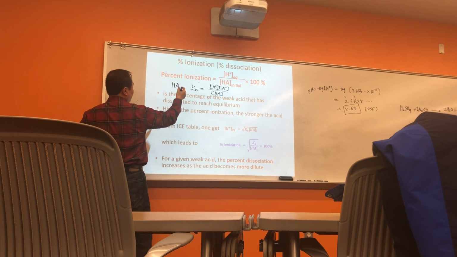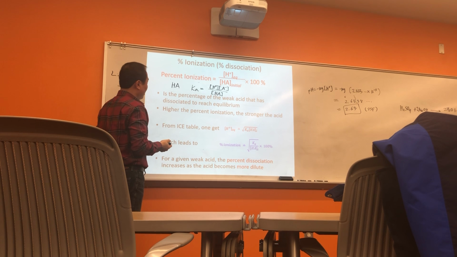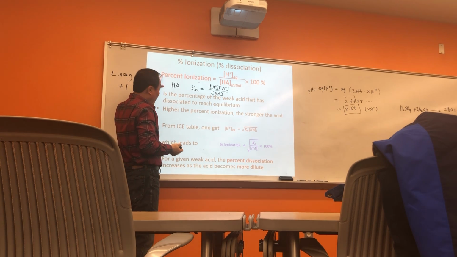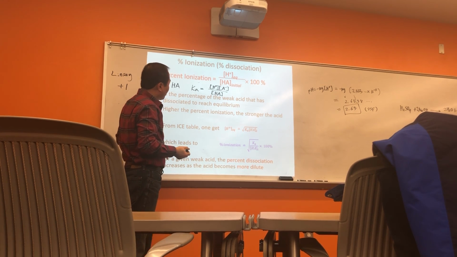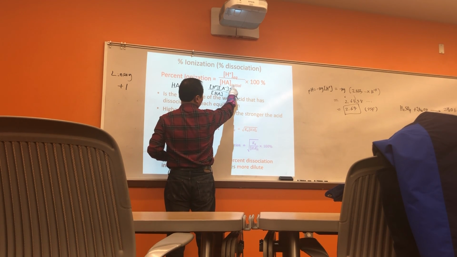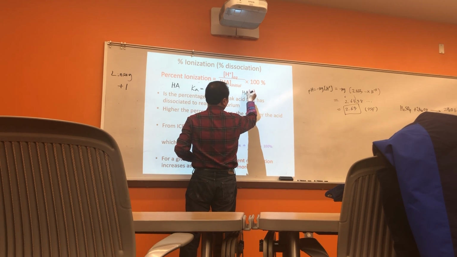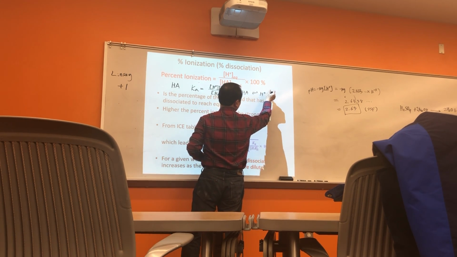But there's another definition of how much they dissociate, that's percent ionization. Okay? It's relevant, but it's not the same thing. Percent ionization is when you have HA weak acid initially in a certain amount, how much of that actually dissociates, right?